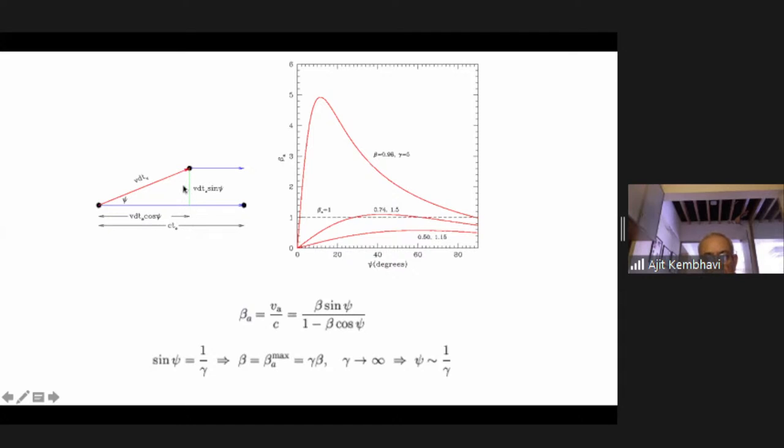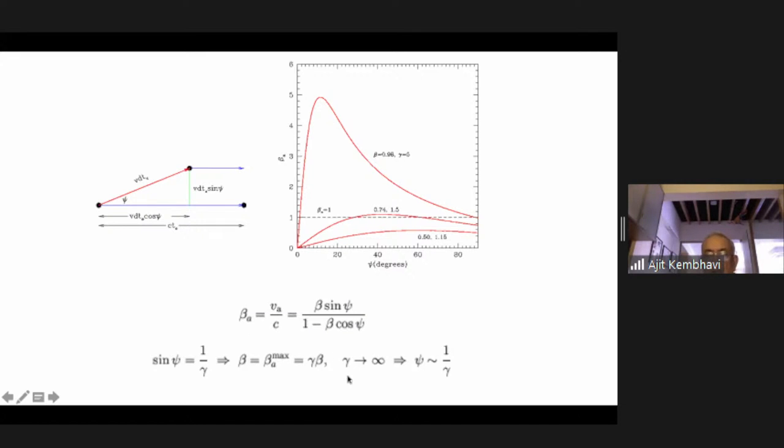the apparent speed with which these two separate is given by this expression here: V apparent by C is equal to beta sine psi over 1 minus beta cos psi, where beta is V by C, where V by C is the real speed of the object. Then you can see that as beta goes towards 1, the apparent velocity can become very large. You can see that here.